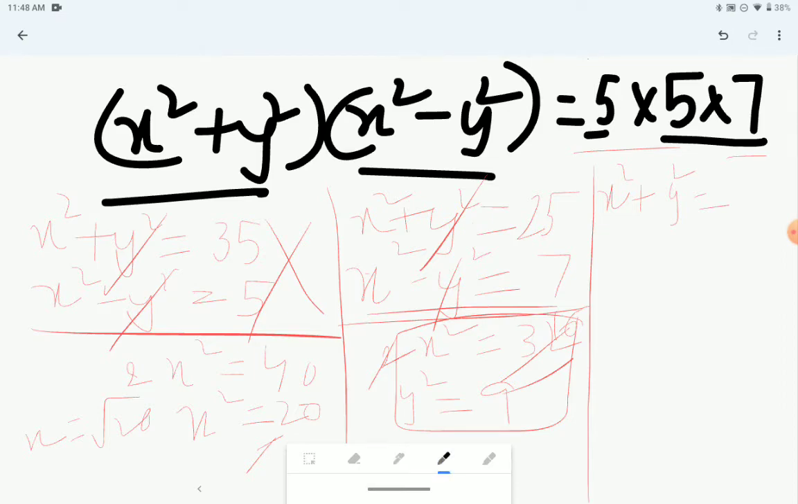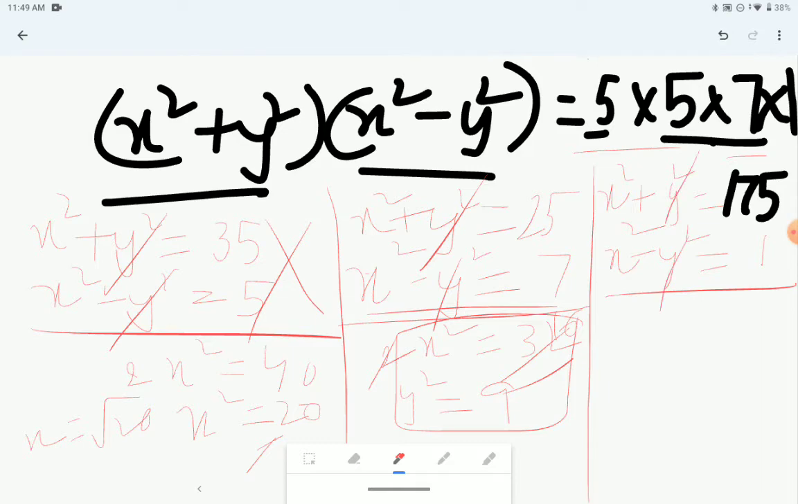There is another possible way. Everybody thinks that there are only two possible ways, but we also have another possible way, which is by writing into 1. Now 5 into 5 into 7 is 175. Let's consider x square plus y square is equal to 175 and x square minus y square is equal to 1. Then adding both, 2x square is equal to 176, then x square is equal to 88.